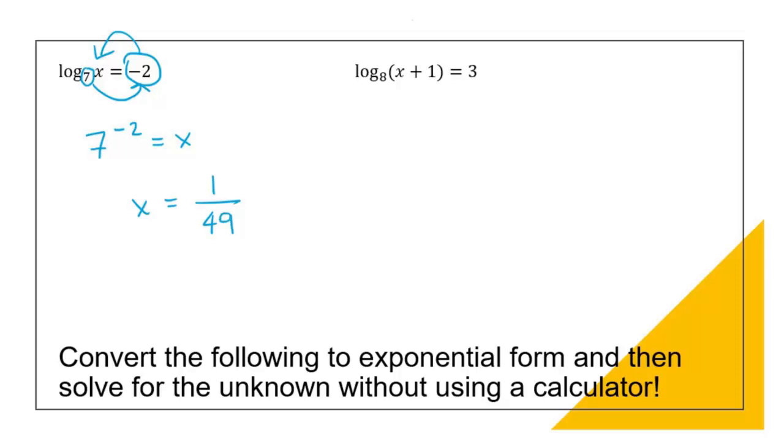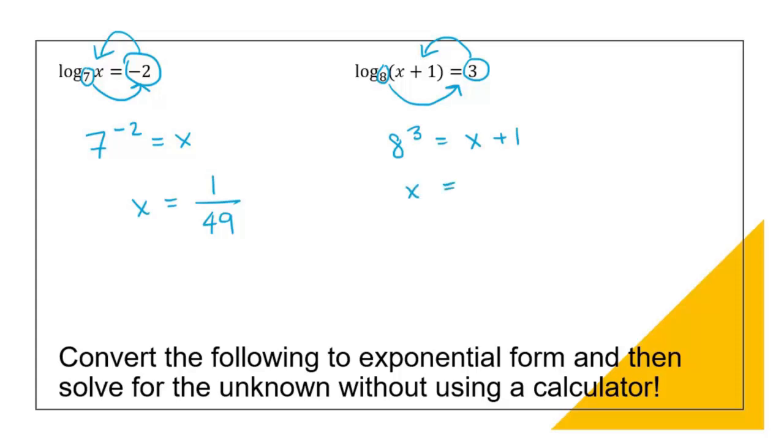This next question works the same way. We're told that the logarithm of x plus 1 to the base 8 is equal to 3. Let's rewrite it in exponential form. Gives us 8 raised to the power of 3 is equal to this binomial, x plus 1, the whole expression that we're taking the logarithm of. So 8 to the power of 3 is equal to x plus 1.